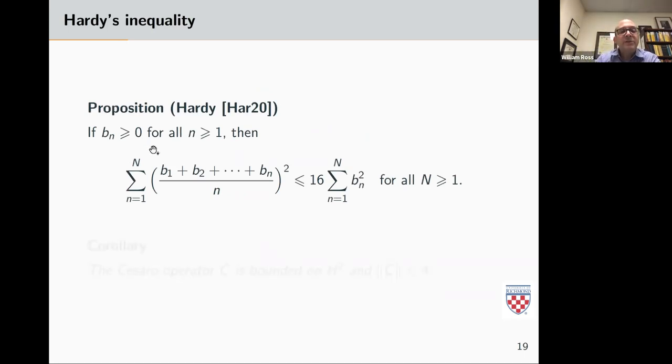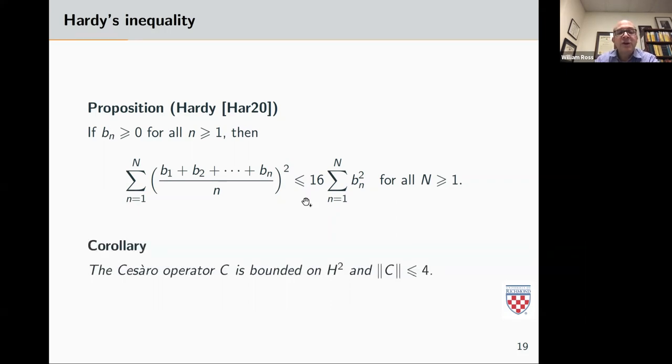So if you have a sequence of non-negative numbers and you take their averages, square them and add them, you get something less than or equal to 16 times the sum of the squares of the b's. Now, there are p versions of this as well. This immediately gives you that the Cesaro operator is a bounded operator on H2, and the norm is at most 4. As with the Volterra operator, we're going to actually improve that a lot.